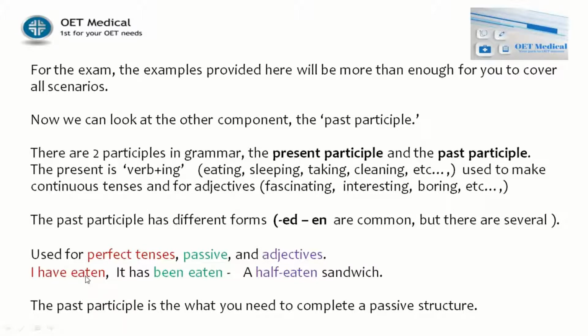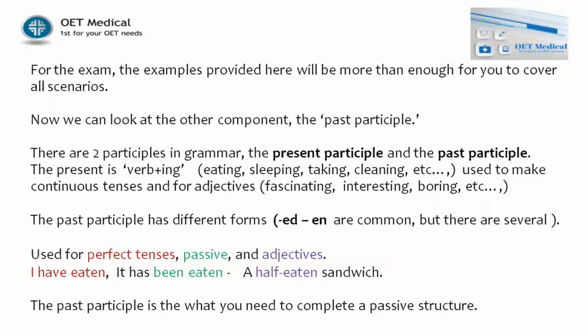I have eaten lunch. That's present perfect. It has been eaten, or lunch has been eaten. A half-eaten sandwich. So half-eaten describes a sandwich. We've only eaten half of it, so we can say half-eaten. So this is a past participle, past participle, past participle. So don't be fooled into thinking that you can only use the past participle for one thing. This is what catches out a lot of students. You think the past participle is only used for one thing. No, it's used for a variety of things.